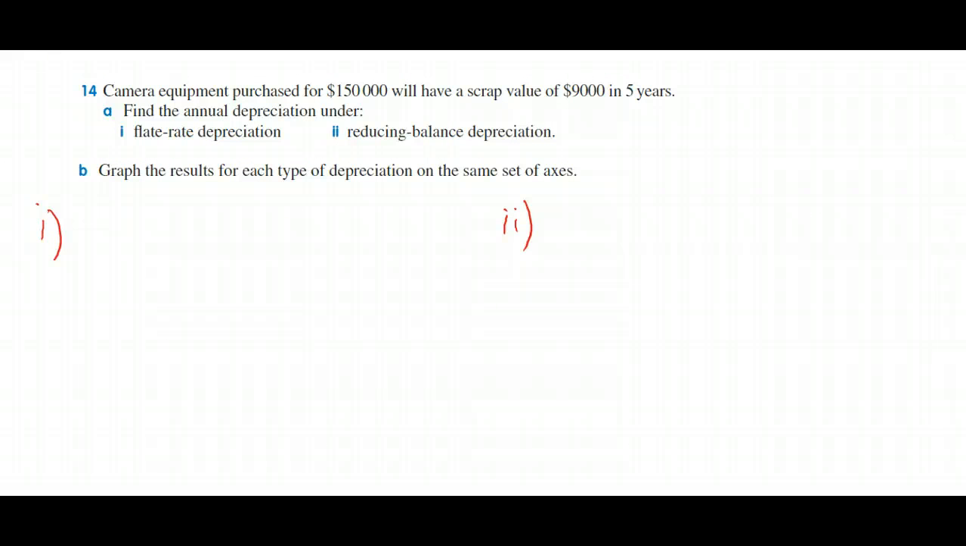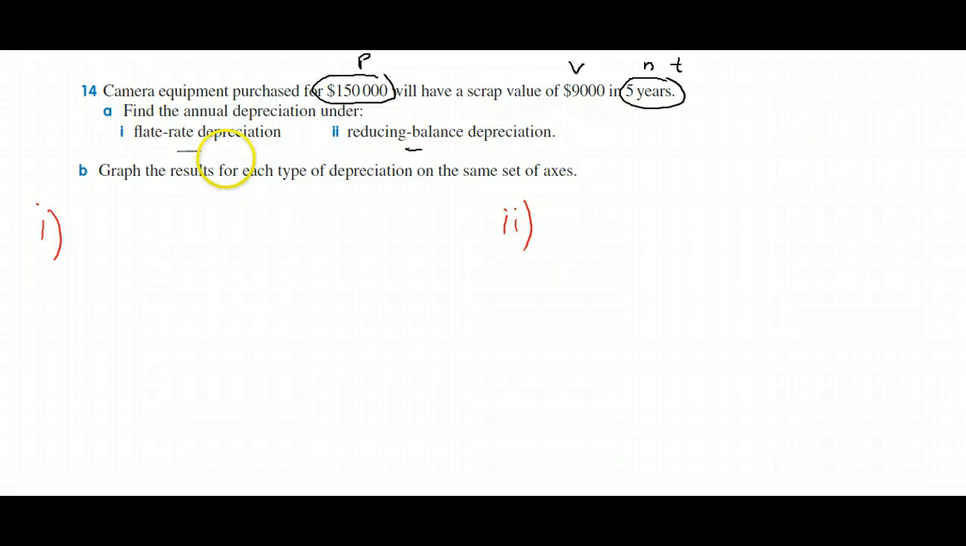Okay, in question 14, we've got some camera equipment purchased for this amount, so that's P. It'll have a scrap value of $9,000 in 5 years. So that's a book value at the end of its life, V, and the amount of time is 5 years. So that's going to be either N or T, depending on which equation we use. And we have to find the annual depreciation under flat rate and reducing balance depreciation. So we've got to do both of these types of depreciation.